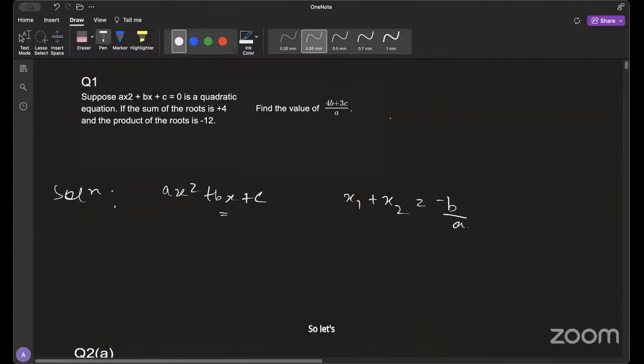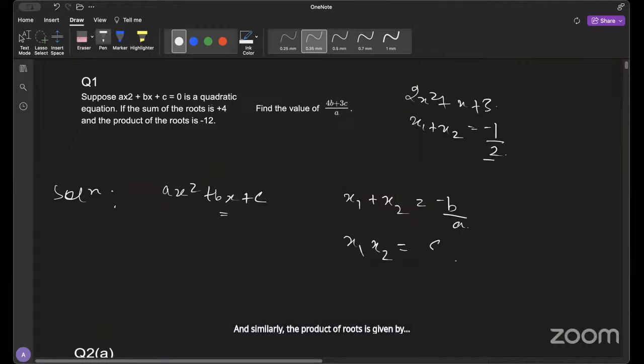So let's say you have an equation 2x square plus x plus 3, and then the sum of roots of this equation will be equal to minus b by a. So minus b is minus 1 here, and a is 2. So it will be minus half. And similarly, the product of roots is given by c by a. So this here will be 3 by 2.